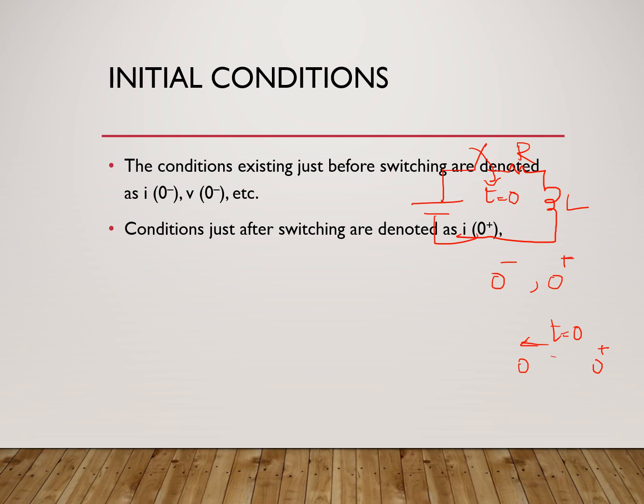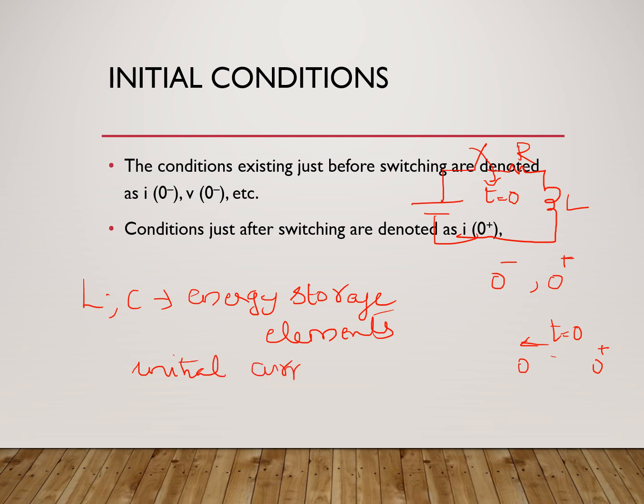So these are called initial conditions. And why are these very important? Because inductors and capacitors are energy storage elements. They could have some energy stored in them. What is the initial energy stored in these elements? The initial current or voltage, which could be because of the stored charge, is expressed by the initial conditions, and that you find out. So those currents and voltages are denoted as 0 minus and 0 plus, depending upon whether we are referring to the time before the switch is changed, that is before time t is equal to 0.